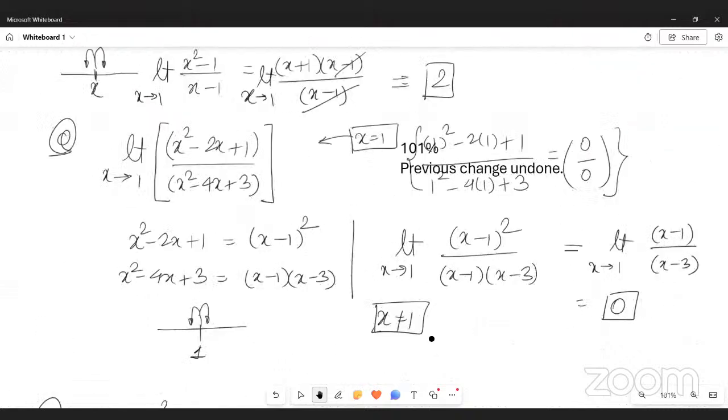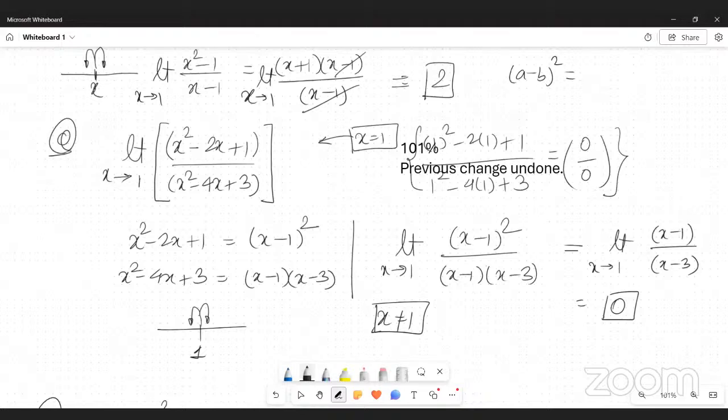So do you know the formula for (a minus b) whole square? It's a square minus 2ab plus b square, right? So instead of a, if you put x, and instead of b, if you put 1, then (x minus 1) whole square is equal to x square minus 2x plus 1.